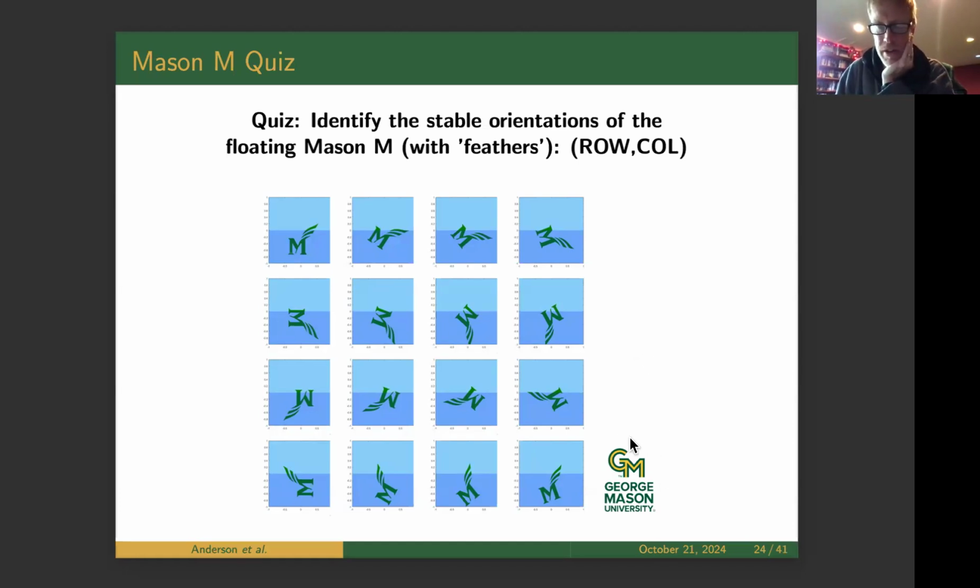And while you're doing that, I'll give you a little sad story. Since we've been playing around with the Mason M, the university has changed its logo. So we now have this as the university logo.